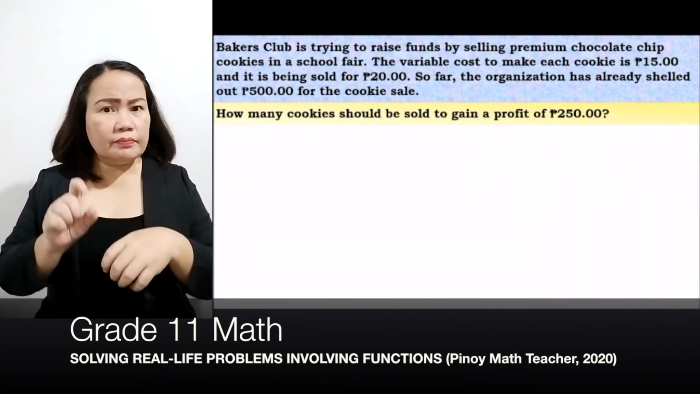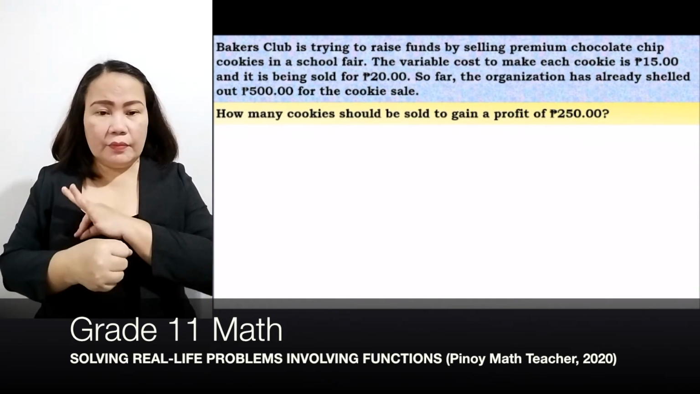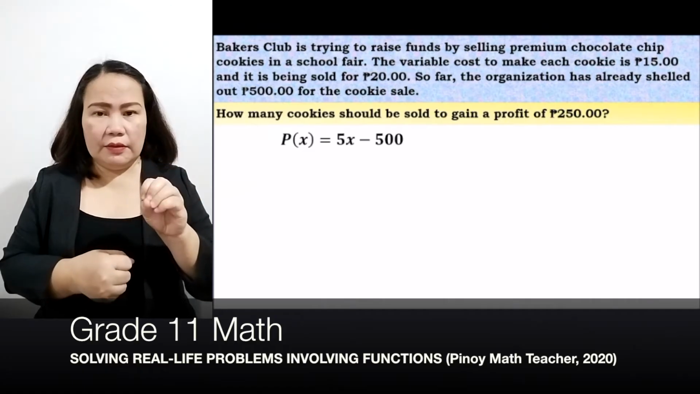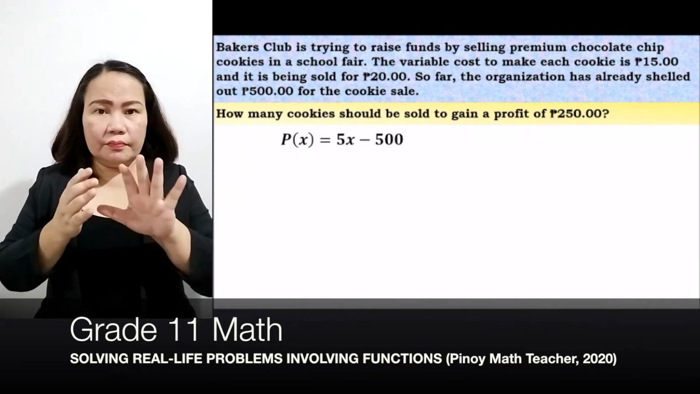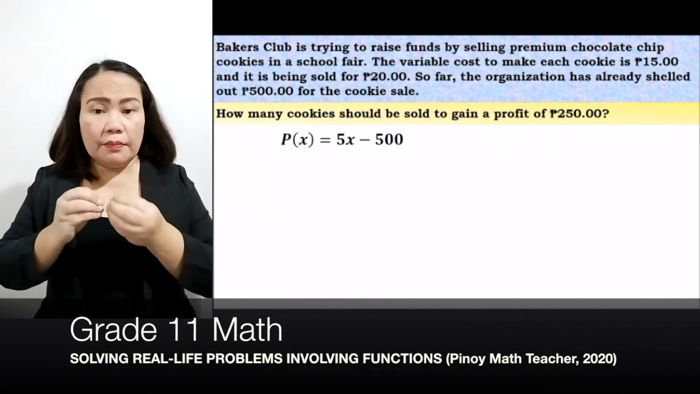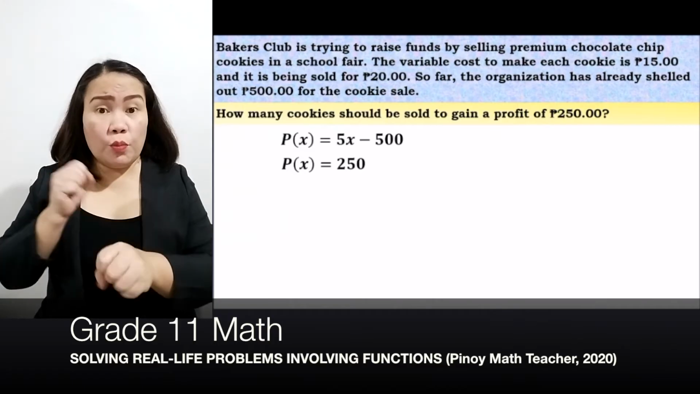How many cookies should be sold to gain a profit of 250 pesos? So P of X equals 5X minus 500. Ang hinahanap dito ay yung number of cookies na dapat nilang magawa at maibenta para ang profit or yung P of X ay 250 pesos.